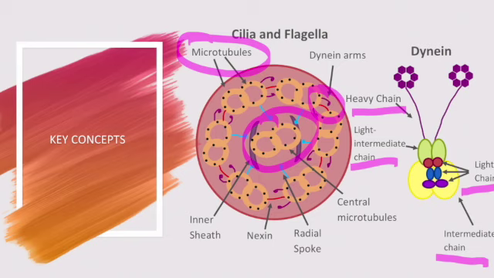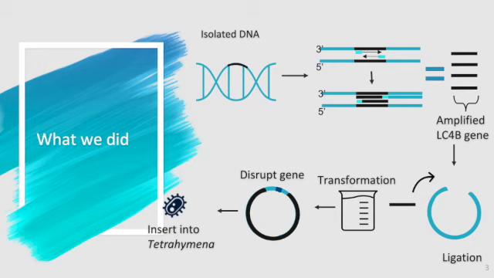There are quite a few genes that code for the different light chains within the dyneins, one of them being the LC4B gene. The LC4B gene is a light chain subunit of a ciliary 3-headed outer arm dynein. This is a protein-coding gene. Our goal for the experiment was to mutate the LC4B gene in Tetrahymena.